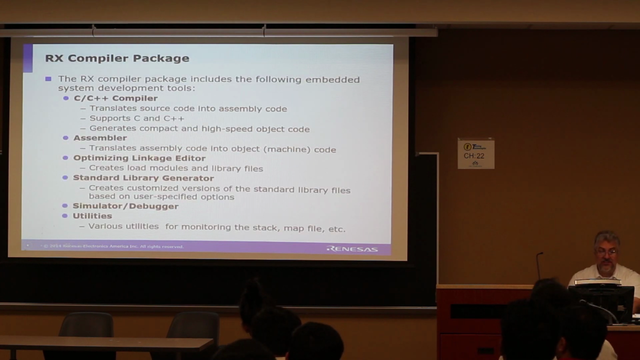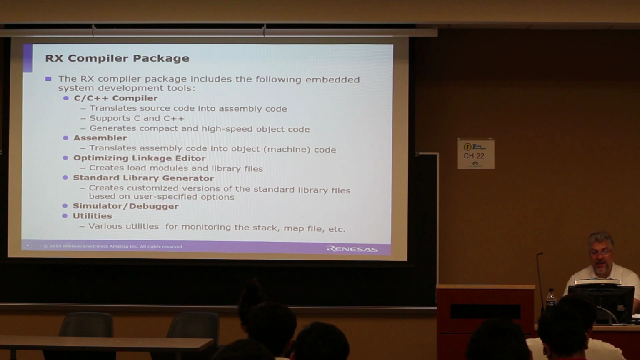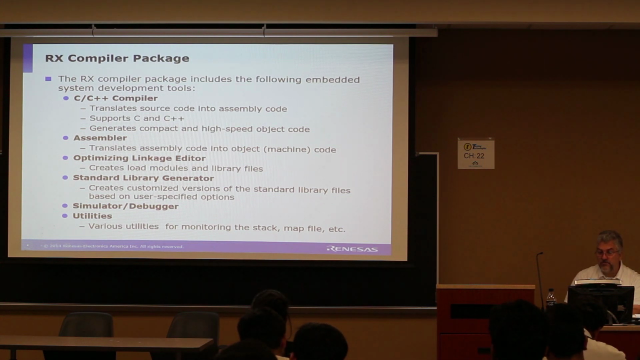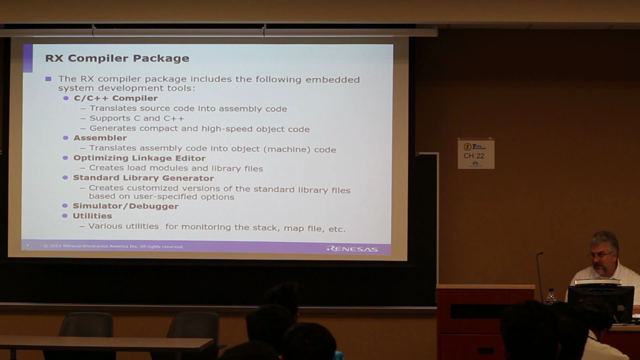I have discussed this earlier. When you have a compiler package, you, of course, have the C, C++ compiler. You have an assembler because you may have assembly code that you need to be translated into object code. You have a linker. You have a standard library generator. In other words, the ability to create and use libraries of commonly used utilities is probably the best way to put it. Utilities, and probably one of the most important things is a simulator debugger.